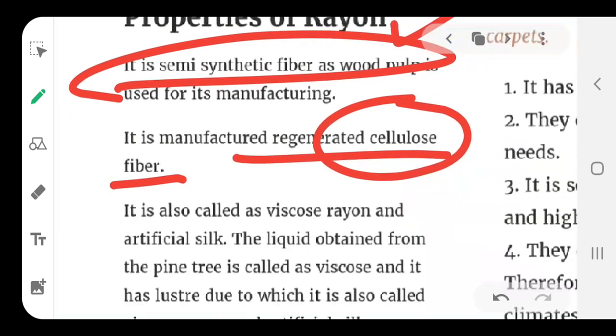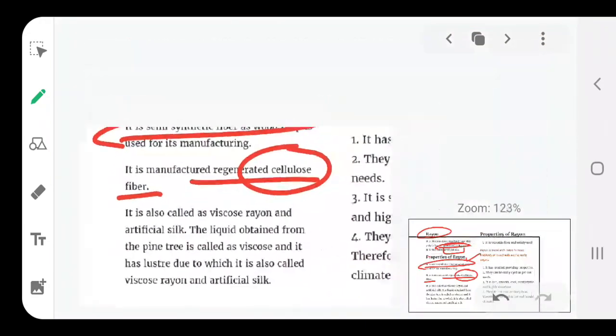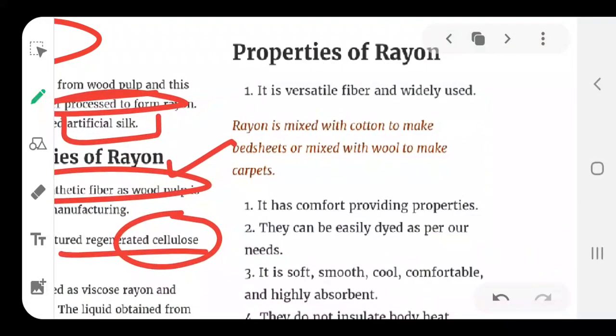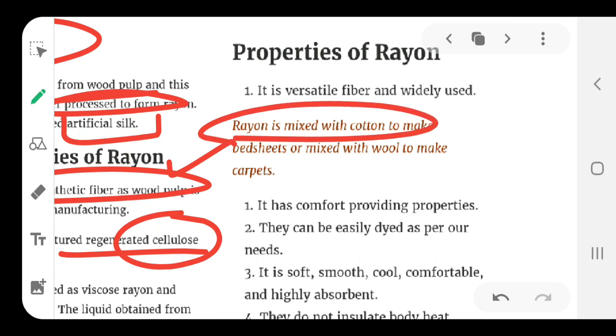That term should be known to you, and since they resemble silk, they are called artificial silk also. They have many properties, and they are quite usable and widely popular. Rayon is mixed with cotton, the natural fiber, and we use that material in making bed sheets, basically. When mixed with wool, it is used in the making of carpets.